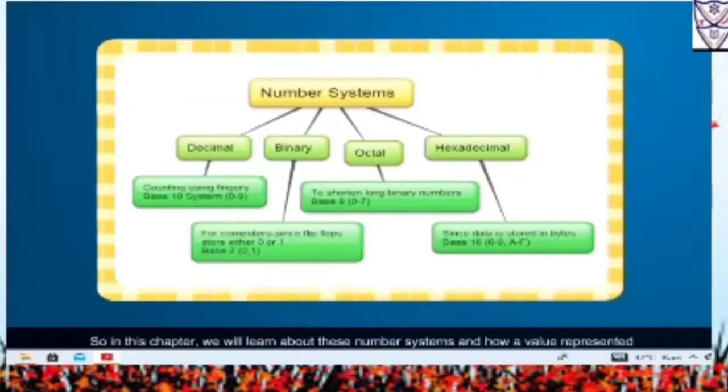So in this chapter, we will learn about these number systems and how a value represented in one type of number system can be represented or converted into the other type.